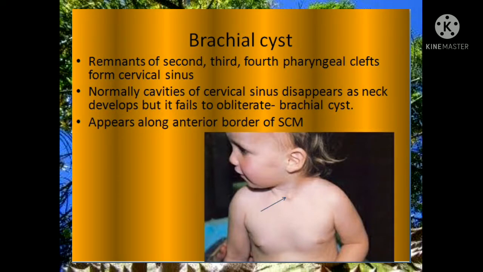And next, some clinical conditions. The branchial cyst, a remnant of the second, third, and fourth pharyngeal clefts that form the cervical sinus. Normally, the cavities of the cervical sinus disappear as the neck develops, but if it fails to obliterate, it becomes the branchial cyst, which appears along the anterior border of sternocleidomastoid muscle.